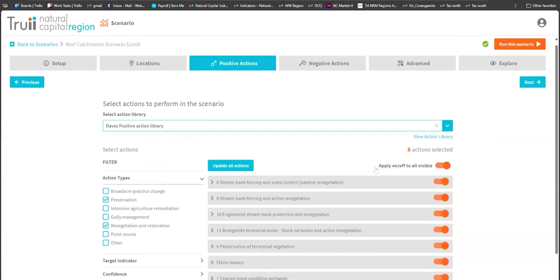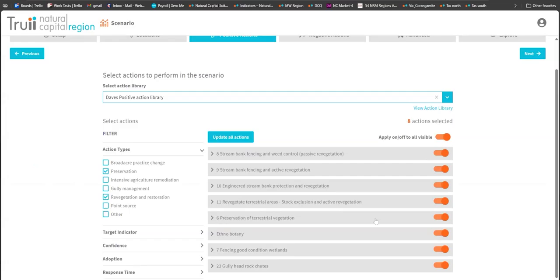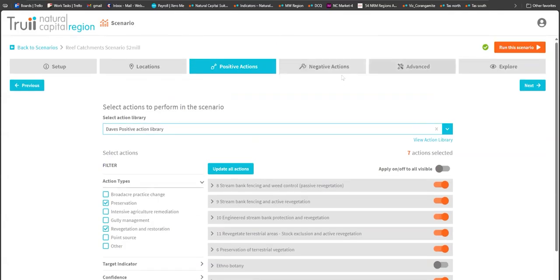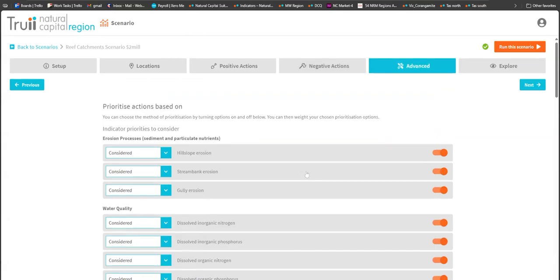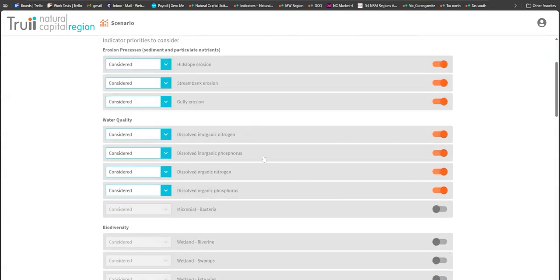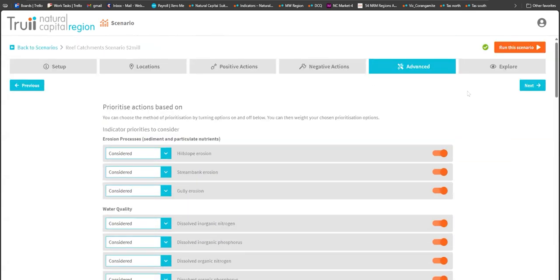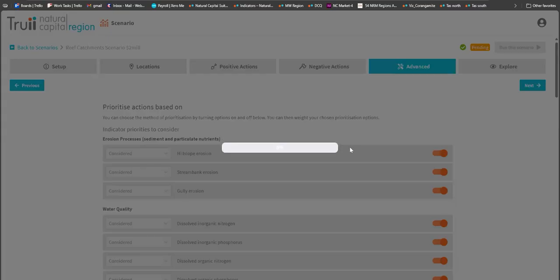We've come up with a list of about 8 activities that they undertook. The ethnobotany one is not relevant to this exercise. You can see we've got a series of 8 actions that were undertaken, with some soft and hard engineering actions here, and some other nature-based solutions. We won't go into negative actions at the moment. And then obviously you can weight the things that you care about. In this case, it's a water quality game, so they only care about the water quality outcomes of this project. So let's run that.